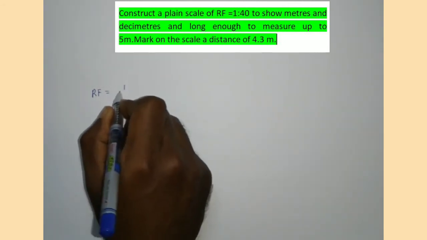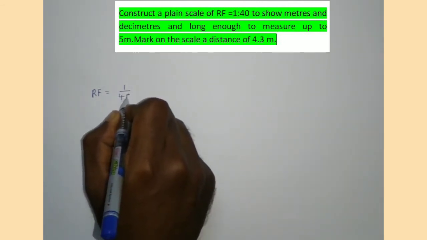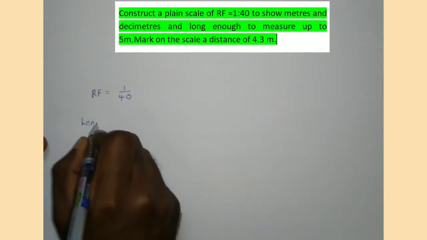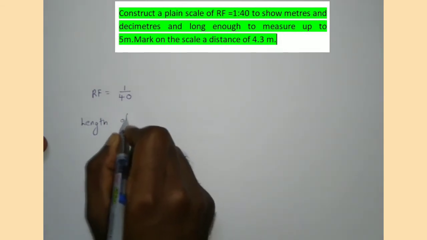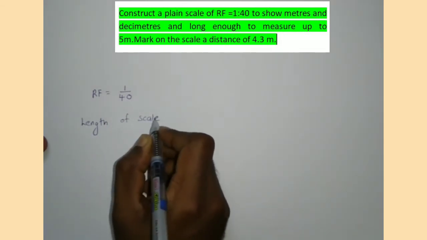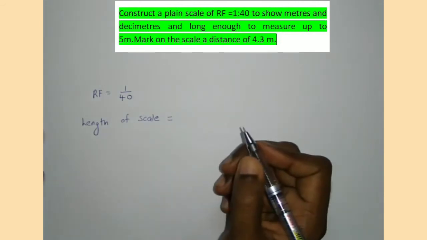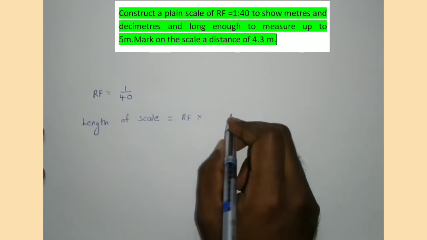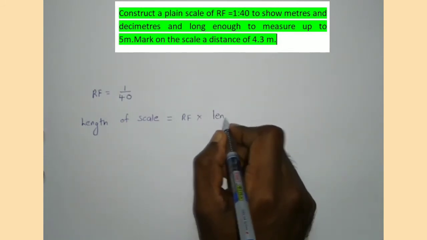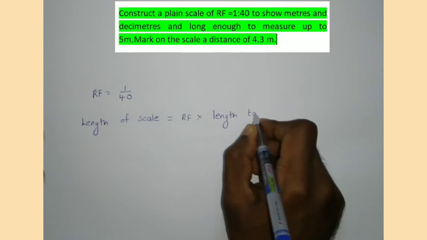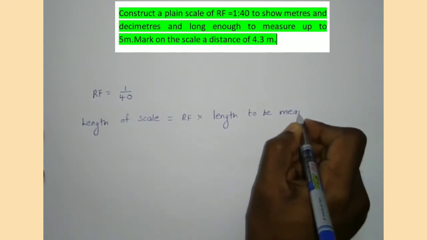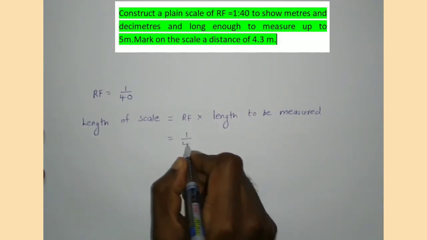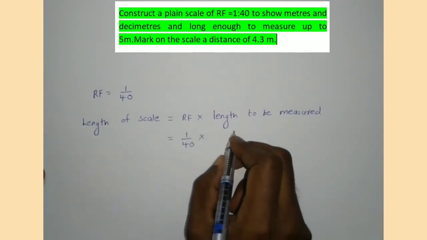The representative fraction or RF is given in the question. It is 1 by 40, and therefore we can find the length of scale. Length of scale equals RF into length to be measured. In the question, the length to be measured is given. That is, the scale must be long enough to measure up to 5 meter.